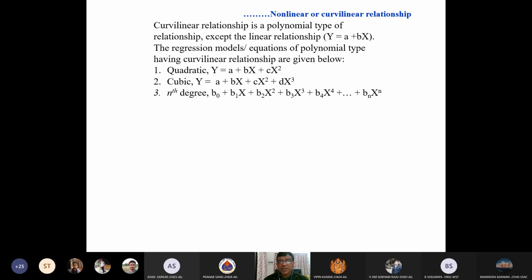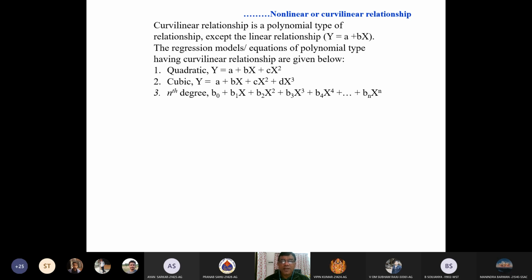The regression models or equations of polynomial type are: quadratic equation y is equal to a plus bx plus cx square. Then you can add one more term, dx power cube, so it becomes cubic. You can go on adding these terms and the polynomial will increase. So nth degree polynomial can be written as b0, where b0 is for a, the intercept, plus b1x, b2x square, b3x cube, b4x power 4. It depends on your choice whether you want b0, b1, b2, b3 for regression coefficients, or you can write a, b, c, d, e, f, g. That will be your choice.